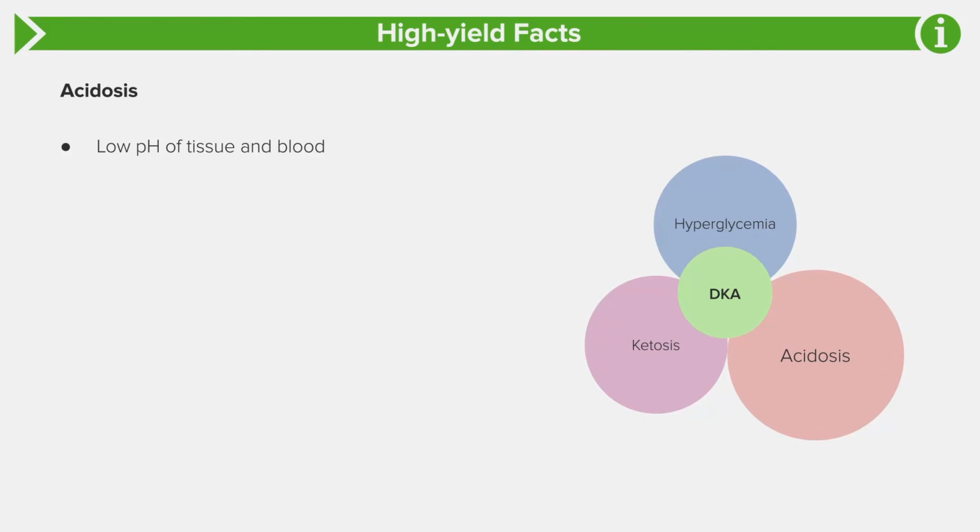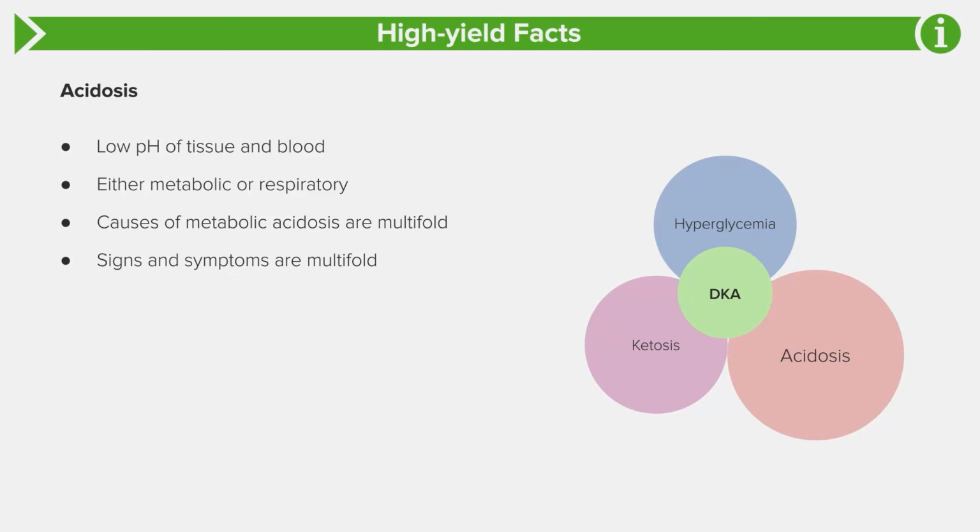Acidosis. The low pH is going to be in the tissue and the blood, and it can be either metabolic or respiratory. Metabolic due to overproduction of acids or lack of removal of them in the urine, or it can be respiratory due to lack of removal of CO2 from hypoventilation. Now, the causes of metabolic acidosis are really multifold, and you can see them there in the image. And the signs and symptoms are also multifold.